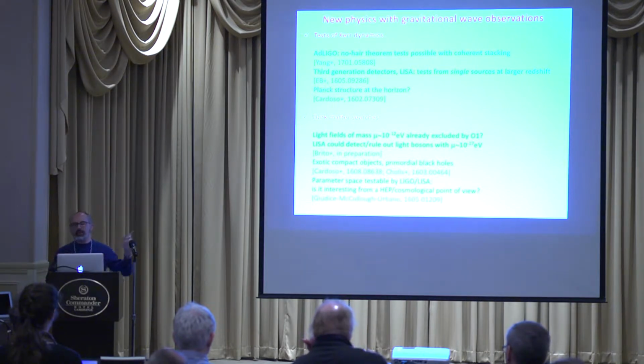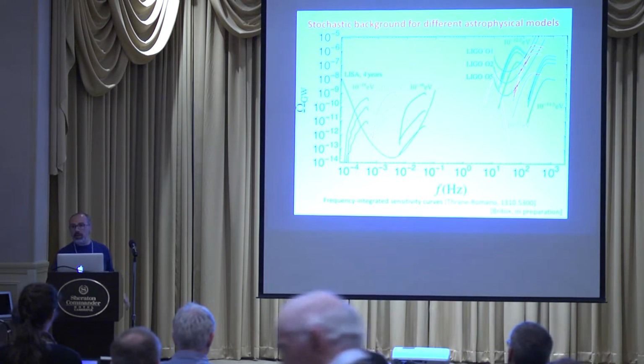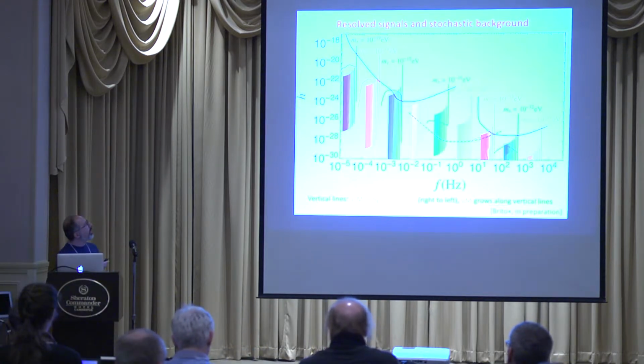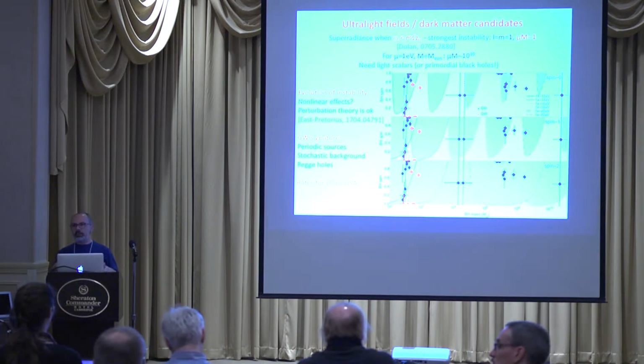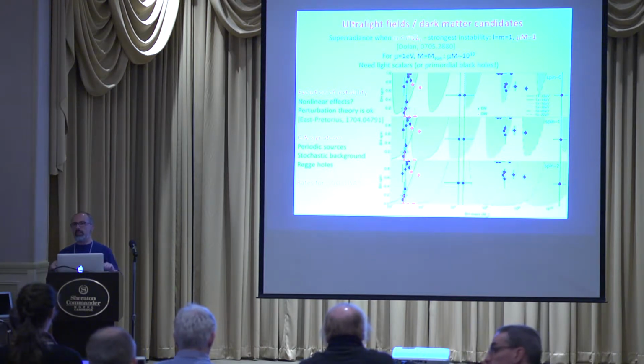So most of the estimates that I've shown here are based on perturbation theory, but there are calculations now by East and Pretorius where they looked at Proca fields using full numerical relativity. You just evolve the Einstein equations with a test field. So h bar enters only in the scalar field part. It only enters in the mass units. This is a classical calculation.